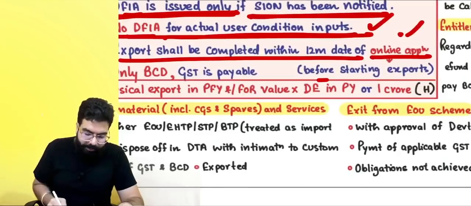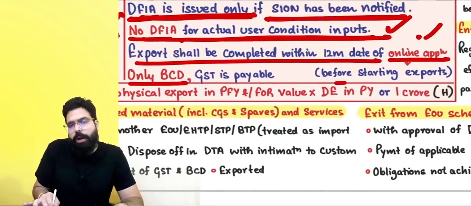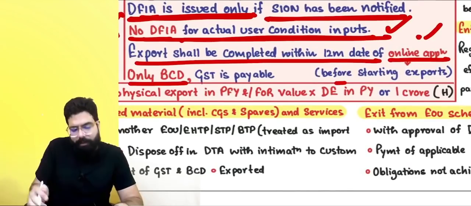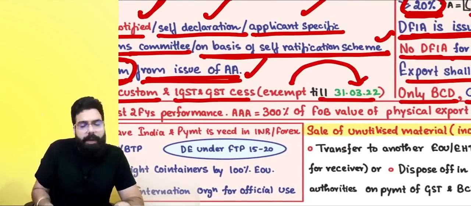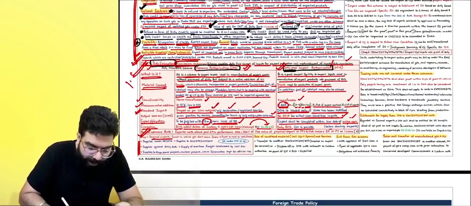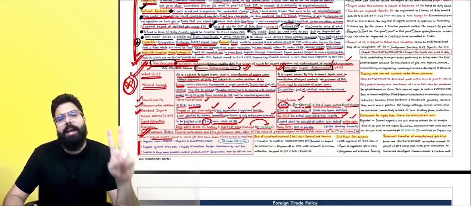12 months. Next, only basic custom duty is remitted over here, means you don't have to pay. Exempted is basic custom duty. GST is still payable. Here GST is also exempted. In your exam, they can go ahead and ask you a short note on advance authorization or DFIA.